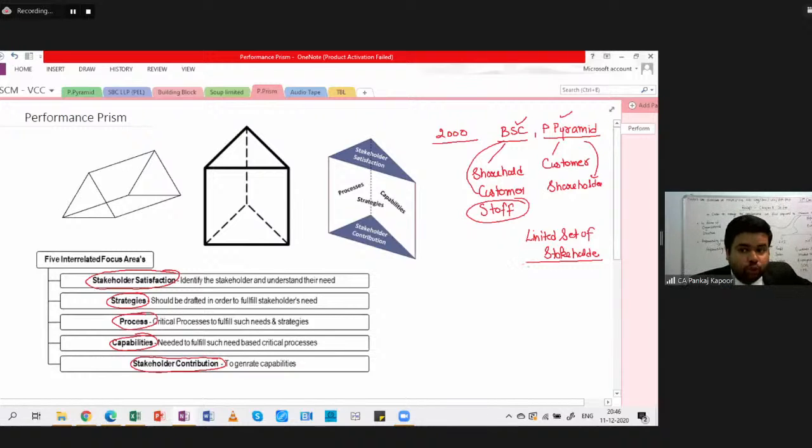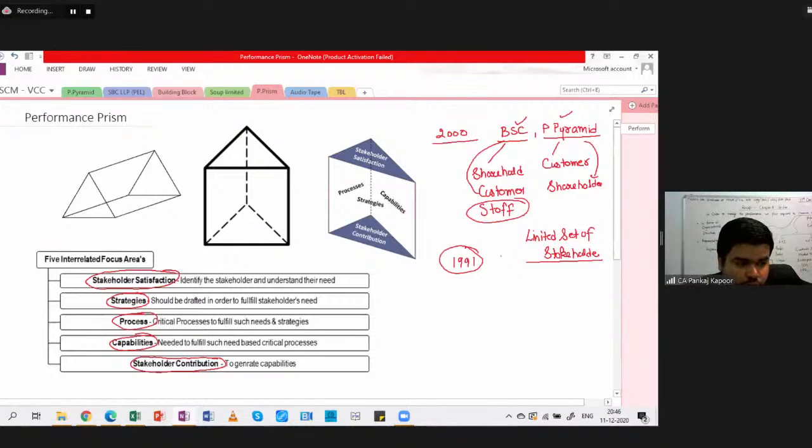Do we actually need to consider all the stakeholders, or can we consider all the stakeholders? This question was very famous until the year 1991, when the answer was given by Mr. Mendelow.